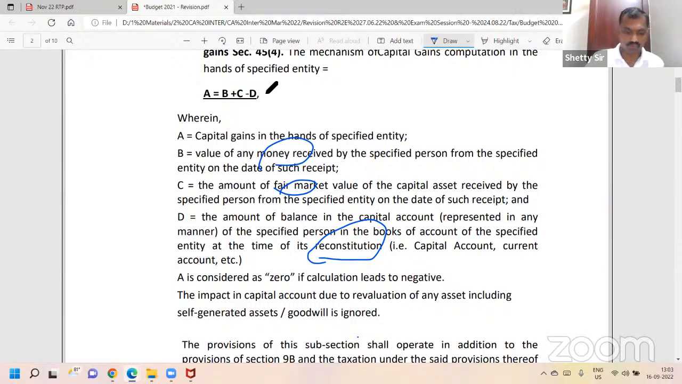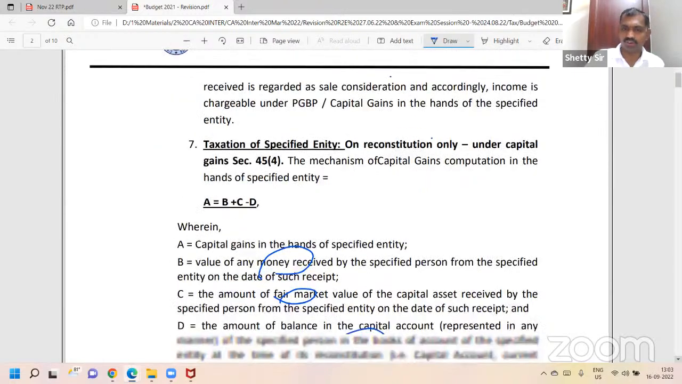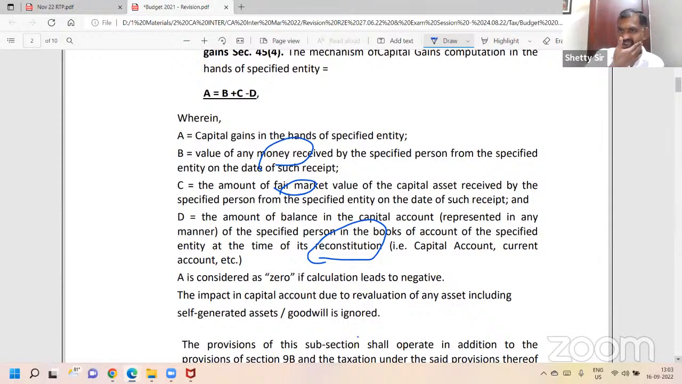Example. Mr. X, upon reconstitution, admission, retirement, death, received cash of 10 lakh plus 30 lakh worth of asset. And his capital balance on the date of retirement is 25 lakh. Reconstitution, admission, retirement or death.